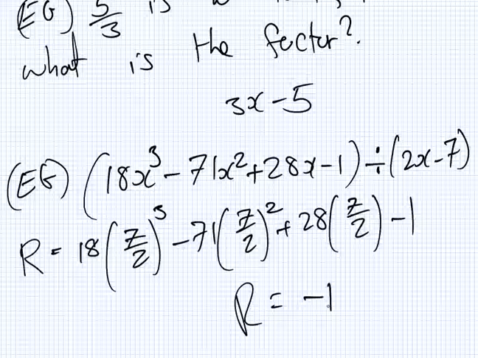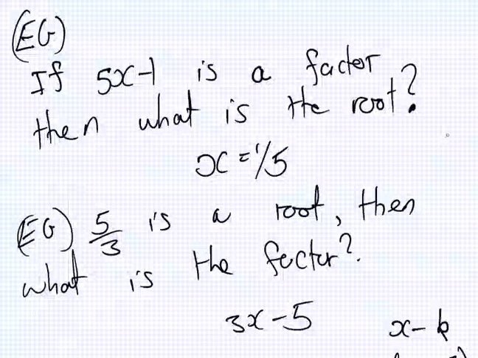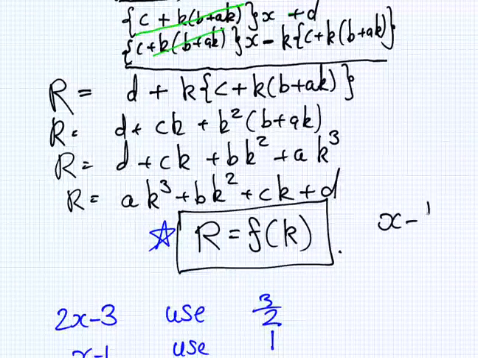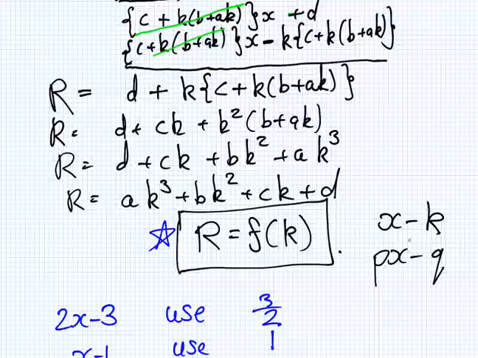Let's have a look at some examples. So something easy first. If 5x minus 1 is a factor, then what is the root? Okay, so if 5x minus 1 is a factor, then what's the root? Does anyone know? 1 over 5. Yeah, x is 1 over 5.